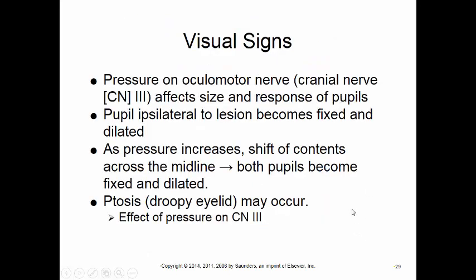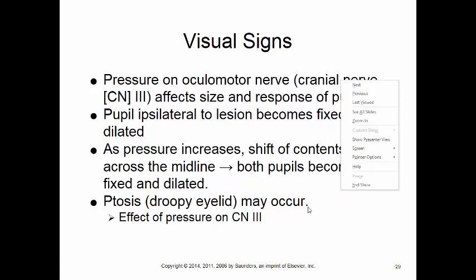Some visual signs include pressure on the oculomotor nerve, which is going to affect the pupils, so we're going to look at the pupils. The pupil ipsilateral to the lesion becomes fixed and dilated. If the lesion that's causing the increased pressure is on one side, you may see one pupil that is actually blown. As pressure increases, the contents shift across the midline, and as the pressure goes up, both pupils become fixed and dilated. Ptosis, which is a droopy eyelid, may occur because of pressure on cranial nerve 3.